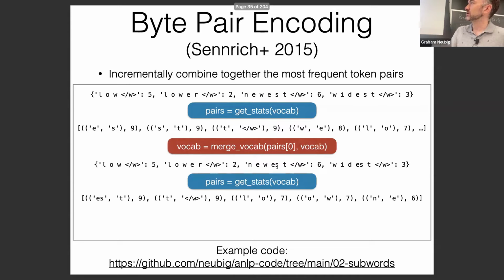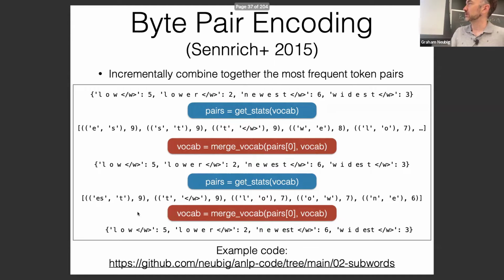And so now we get a new corpus that has ES merged together. And we calculate the statistics again, and now we have combinations like this. So we have EST, which also is very frequent. And so we can combine that together, and now we have EST as kind of a suffix. So as I said, this is so simple that you can implement it in tens of lines of Python. There's an example here of how we do that if you want to take a look, but that's the basic idea.